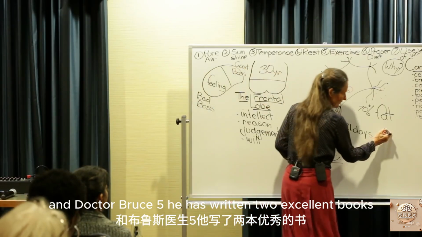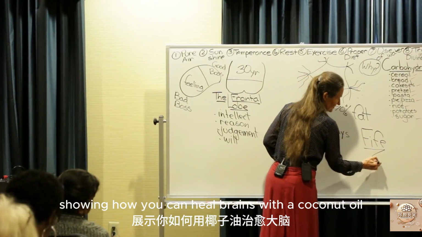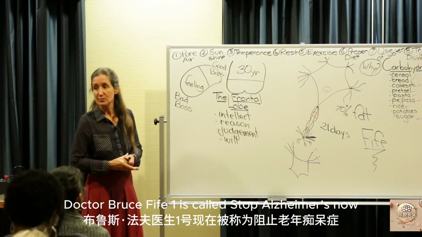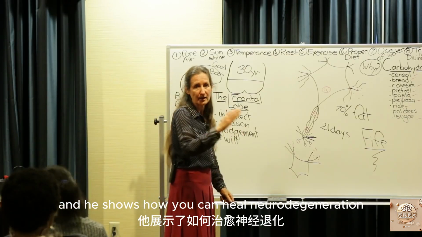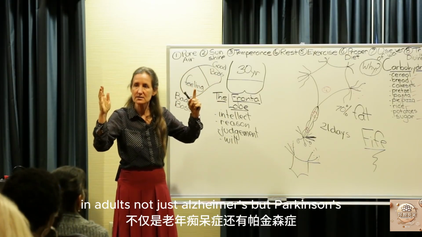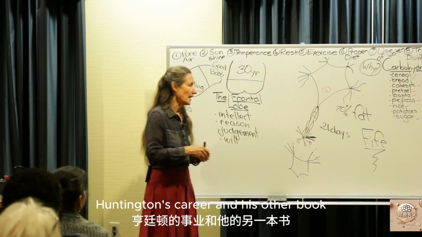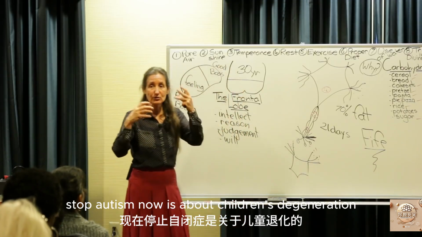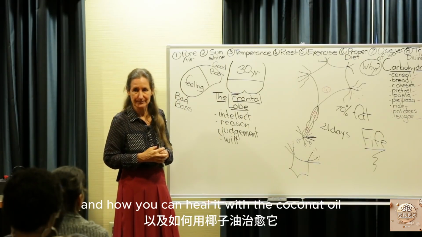And Dr. Bruce Fife, he has written 2 excellent books showing how you can heal brains with the coconut oil. His name's Fife, Dr. Bruce Fife. One is called Stop Alzheimer's Now, and he shows how you can heal neurodegeneration in adults, not just Alzheimer's, but Parkinson's, multiple sclerosis, dementia, Huntington's chorea, and his other book, Stop Autism Now, is about children's degeneration and how you can heal it with the coconut oil.